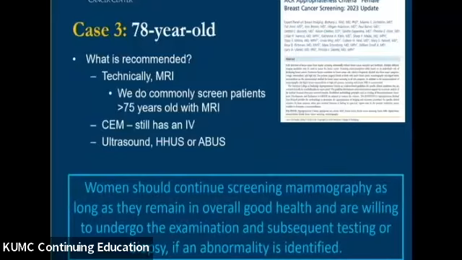And just a note from the recent guidelines, again, about screening women over the age of 70 or 75, is that there's no age limit at which we stop mammography or supplemental screening. As long as they remain in good overall health and are willing to undergo the examination and any subsequent testing, they should continue with their screening.